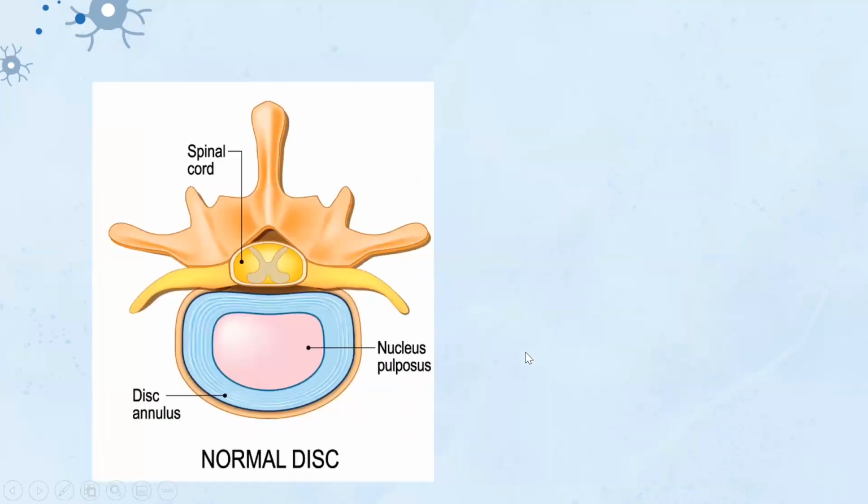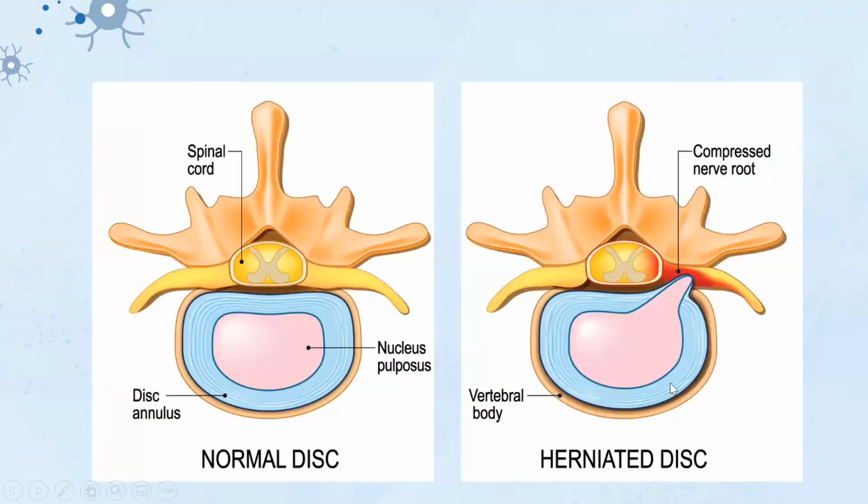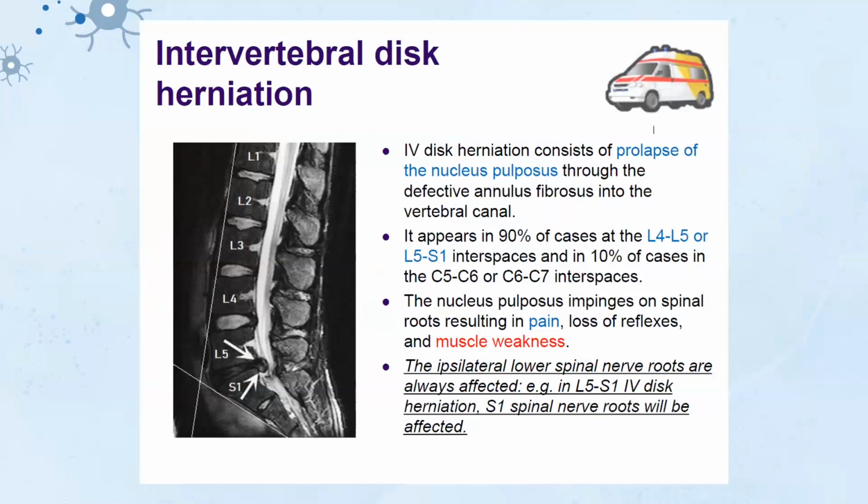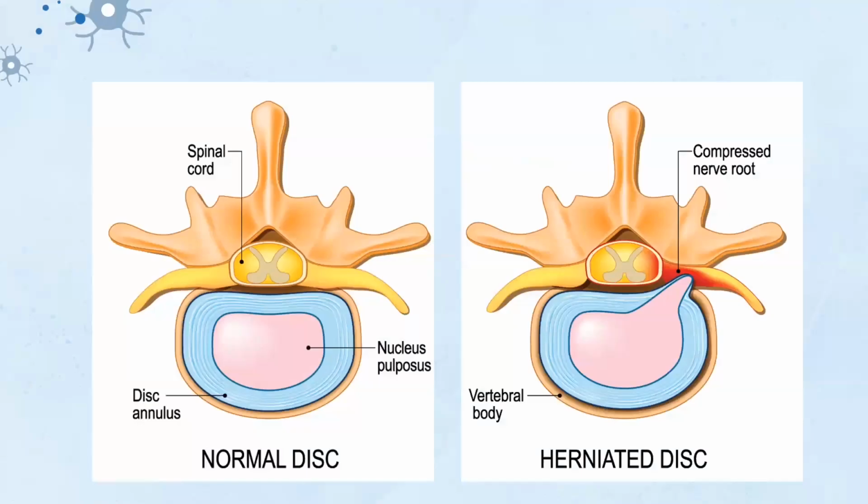And this is how it looks. You have the disc annulus, or annulus fibrosus. There's a defect at this region. Because there's a defect here, the nucleus pulposus prolapses and compresses the nerve root, causing pain, muscle weakness, or loss of reflexes in that region of the spinal nerve.